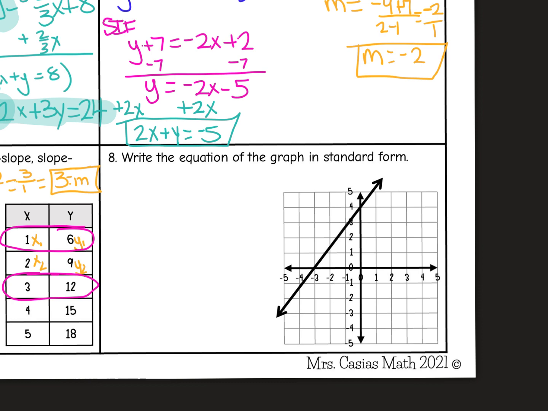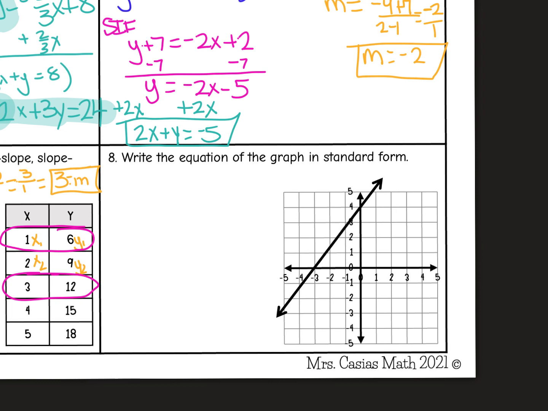And now to our last one from a graph. But look, it's only asking us to write it in standard form. Great, no problem. Okay, we got this. So the first thing I would do, put it into slope-intercept form. Write an equation for this line in slope-intercept form. Remember, slope-intercept form, you just need two things. You need, that's right, the slope and the y-intercept.